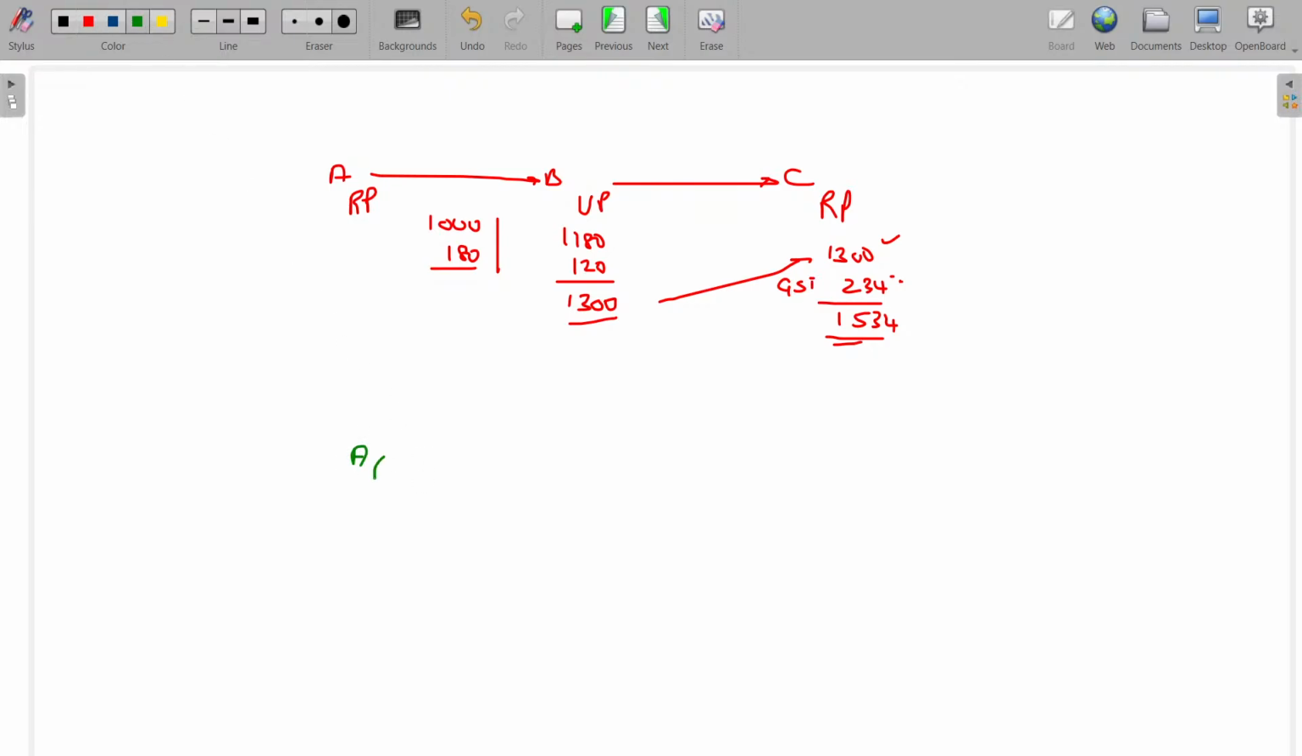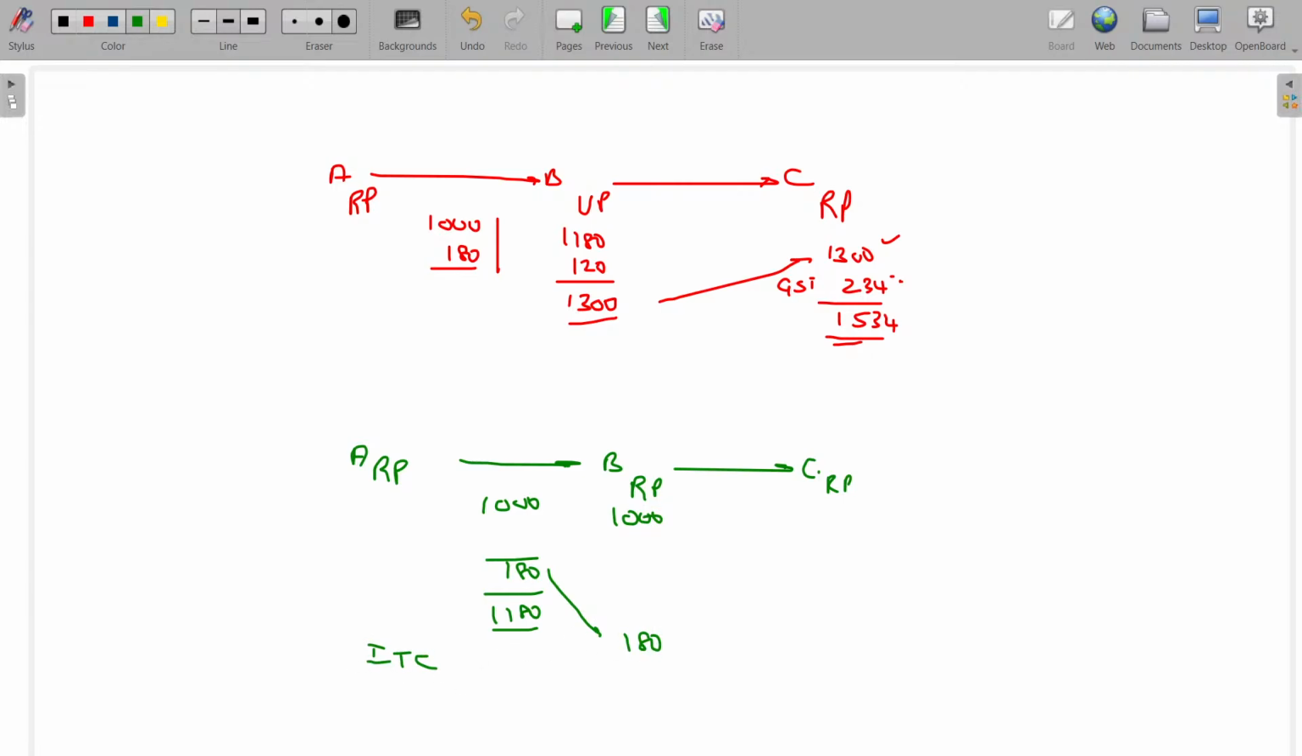Now, A is a registered person, and B and C are also registered persons. C demands that B register, asking him to apply for registration. Sir, I need to pay the GST. No issues, you pay the GST, I will pay. So 1000 is the cost and 180 is the GST. The overall value payable by B is 1180, but the cost for him is 1000, as this 180 he can get back as ITC. If he is a registered person, he can get the ITC.